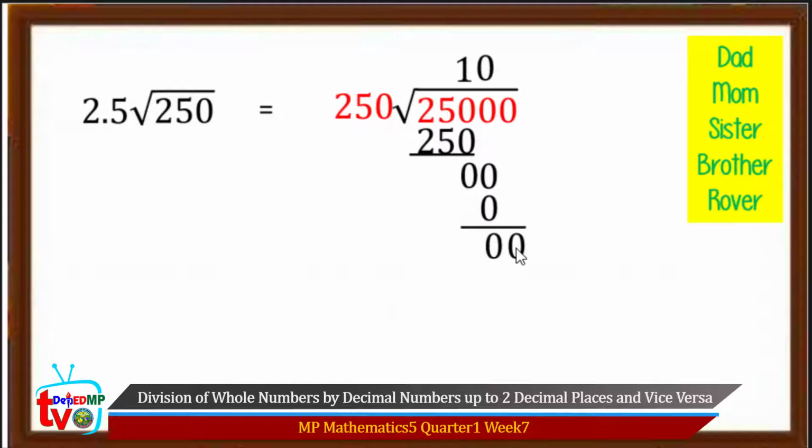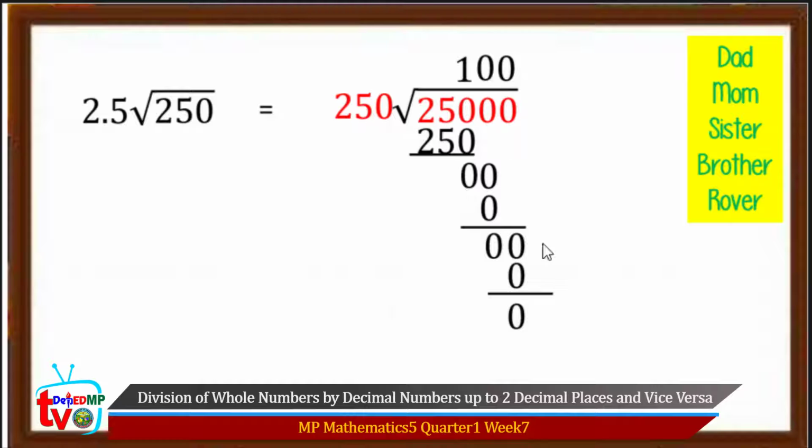Let's go back to that or divide. 0 divided by 250 is 0. Multiply. 0 times 250 is 0. Subtract. 0 minus 0 is 0. So, the answer is 100. 25,000 divided by 250 is 100.